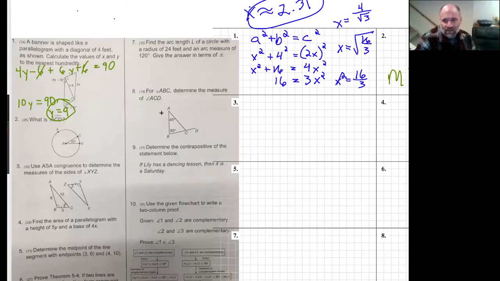All right, number 3. Use the ASA congruence theorem, so angle side angle, to determine the measures of the sides of triangle XYZ. Okay, so if these triangles are congruent, then their corresponding parts are congruent. So YZ has to be congruent to the corresponding part, which is BC. BC is 3, so the measure of YZ equals 3.